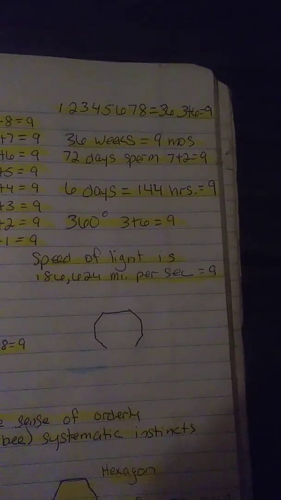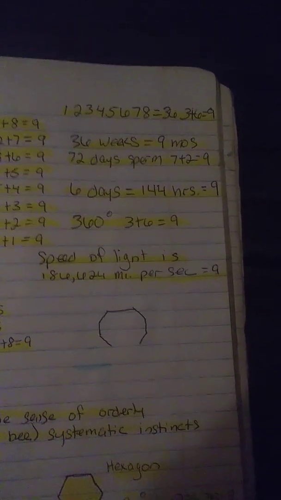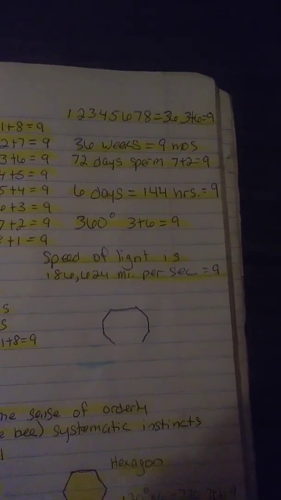You could add 1, 2, 3, 4, 5, 6, 7, 8. Add all those numbers up and you'll get 36. 3 and 6 equals 9. 36 weeks equals 9 months. This is the biological math right here. This is the biological mathematics right here. 3 plus 6 equals 9. 9 months. 72 days. Every 72 days, sperm is created in the man's testicles. This is biological science. All completion, 9.